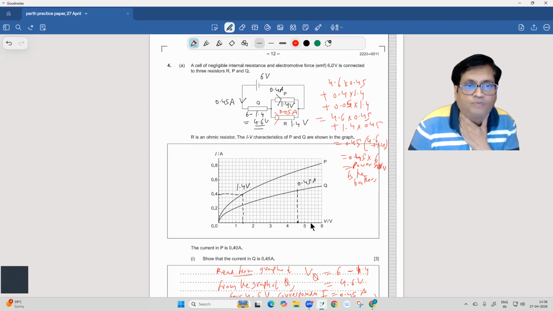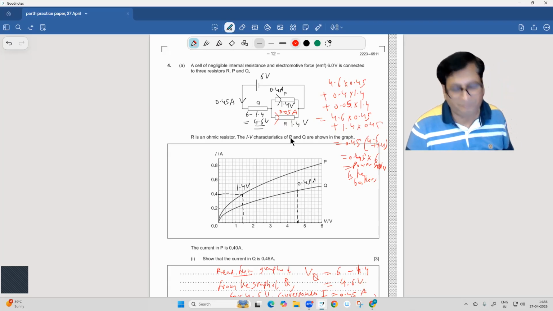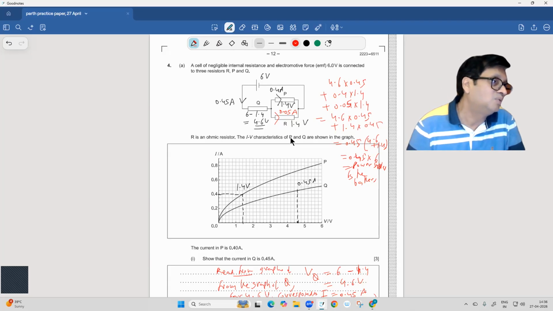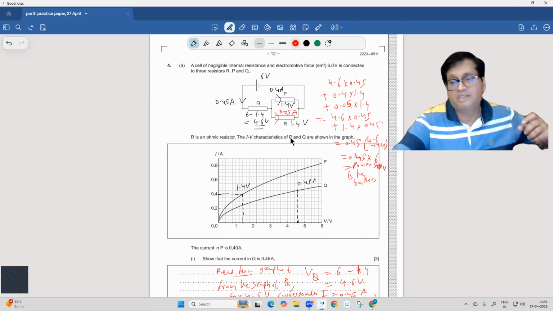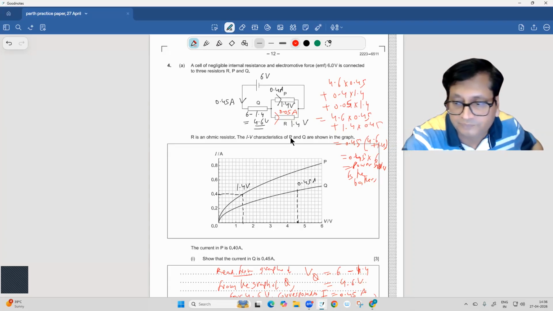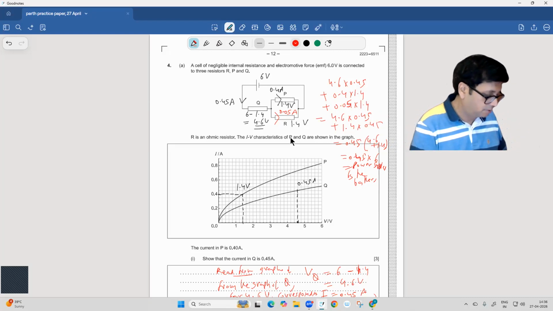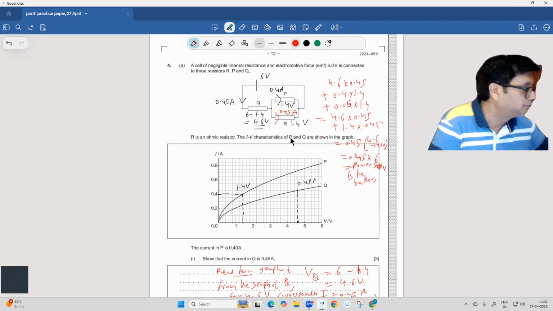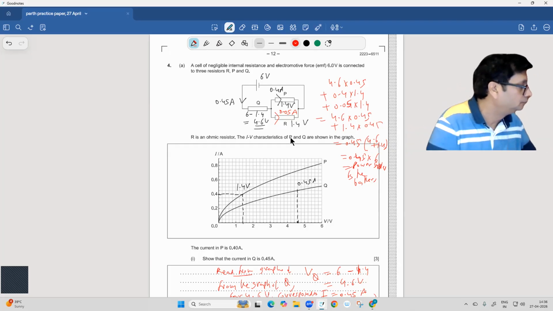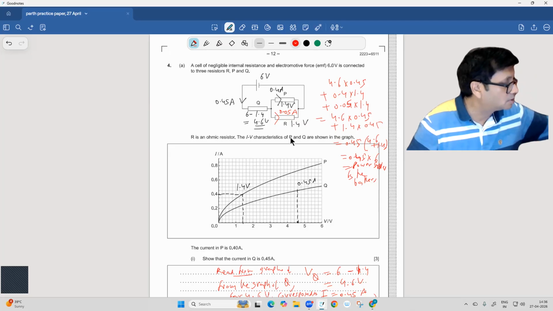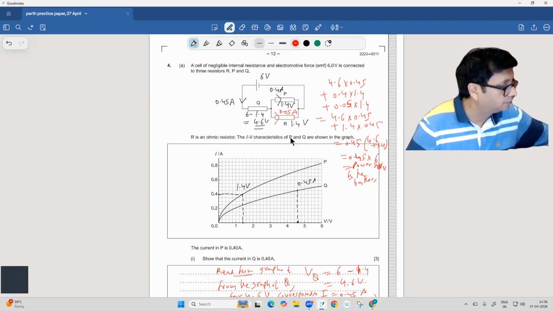But more current means more voltage drop, right? So more voltage drop will be here and less voltage drop will be here. That means the current in the Q will reduce. That's how you have to argue, right? If you understand electricity, you can argue it like this. There is only one formula, V is equal to IR, right? As we discussed. And then some common sense, Kirchhoff's rules.